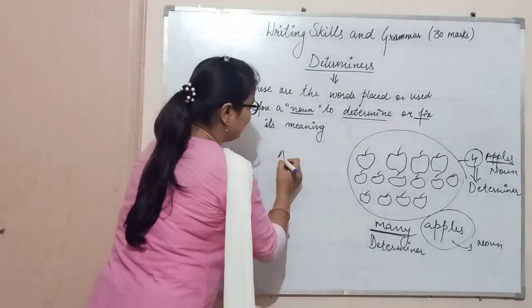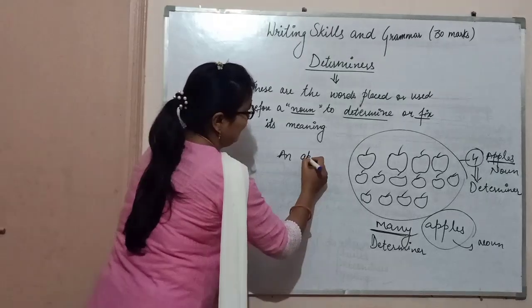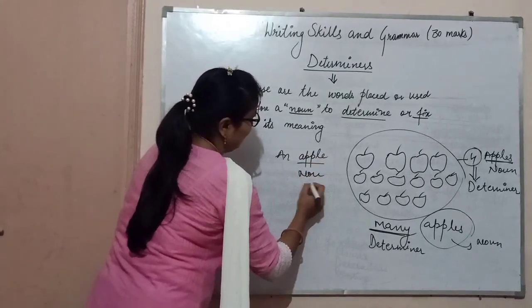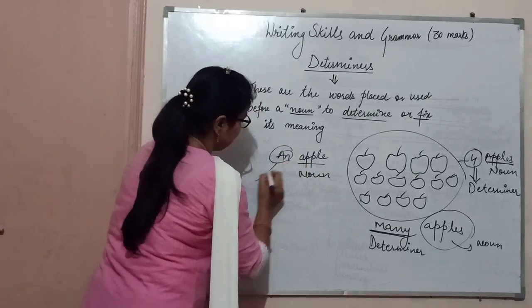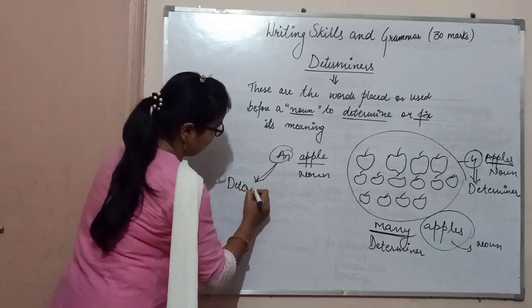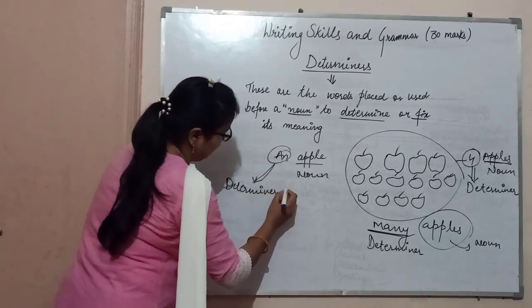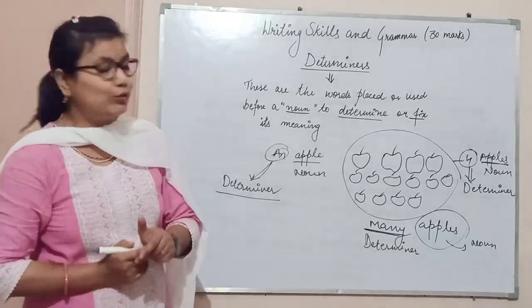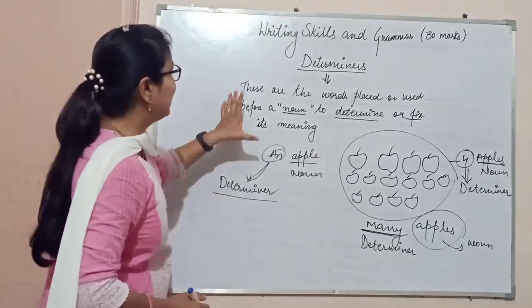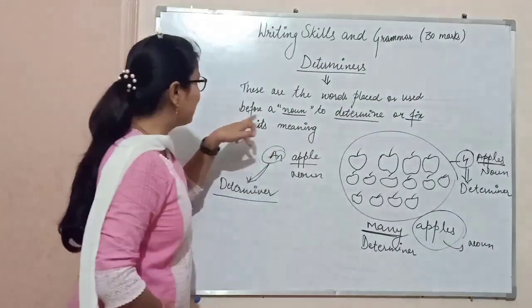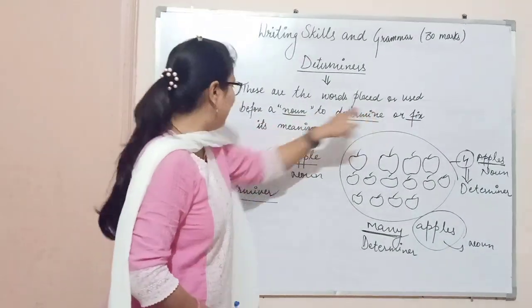In the real sense, we use an apple. An for one. This is a noun. And again, here it is a determiner. So, as I told you, determiners are the words placed or used before a noun to determine or fix its meaning.